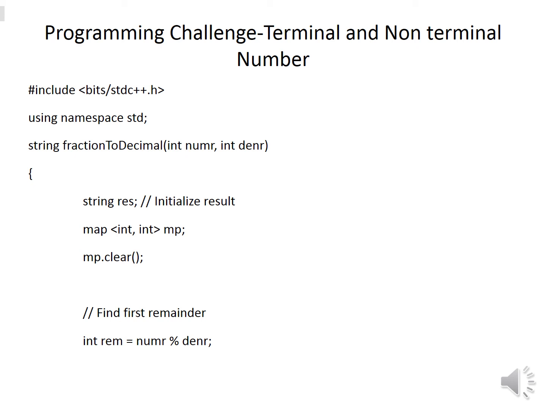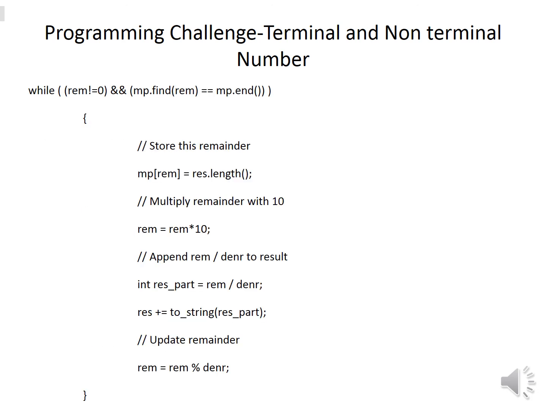So in the first step, I already explained those 3 steps, integer rem is equal to numerator modulus of denominator, meaning here we find the remainder. We store that remainder into rem. For example, 10 modulus of 3, we get remainder 1, that will be stored in rem. After that, if remainder is not equal to 0, mp.find(remainder) is not equal to mp.end().